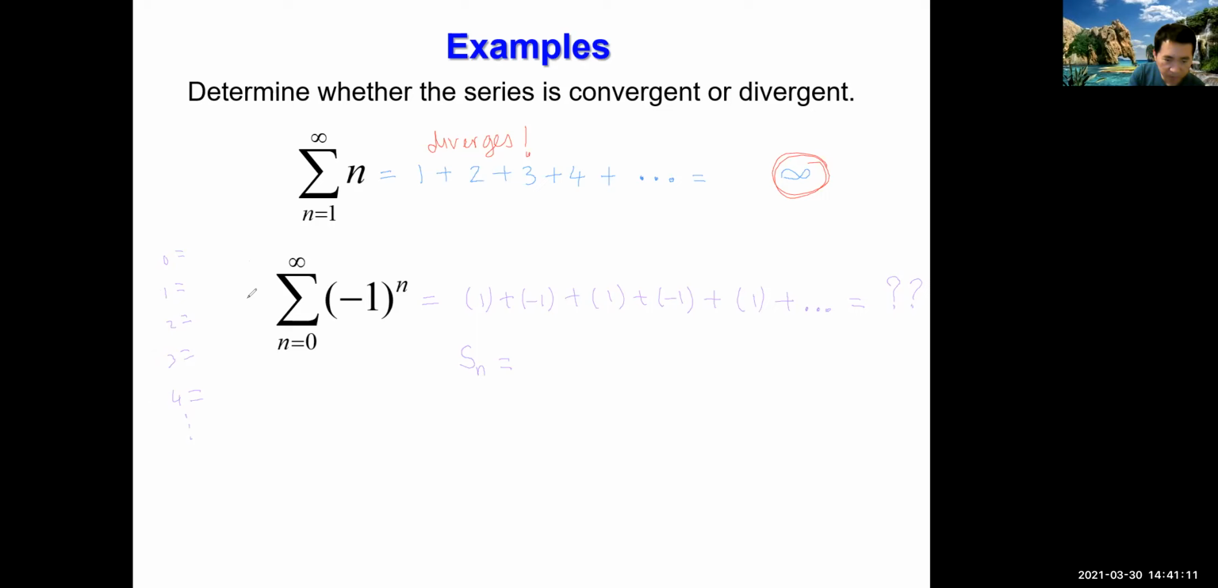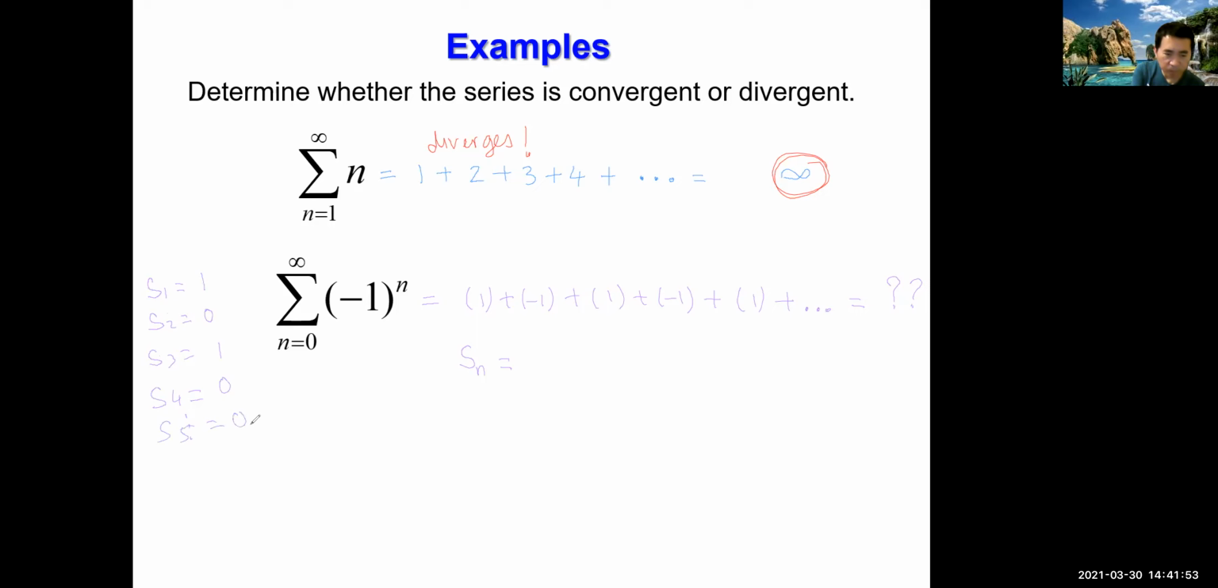So think about this. What's S of 1, the sum of the first one term? Well, it's just this term, 1. The sum of the first two terms is 1 plus -1, which is 0. But the sum of the first three terms is 1. The sum of the first four terms, 0. Five terms, 1. You see that?